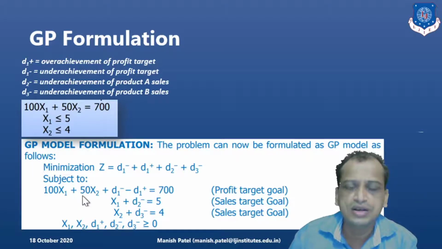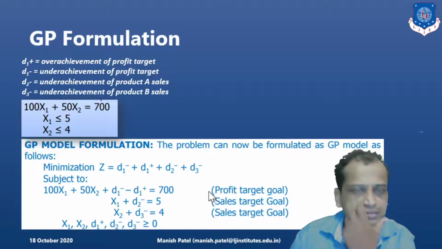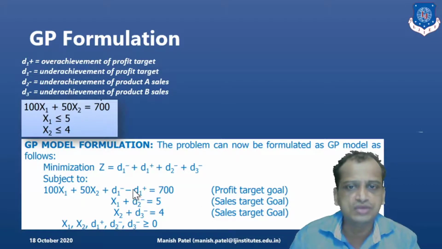Subject to 100x1 plus 50x2 plus D1 minus. So for underachievement of the profit target, we have to add it so that we can achieve the profit, and overachievement we have to deduct here so that we can achieve the target value of 700.